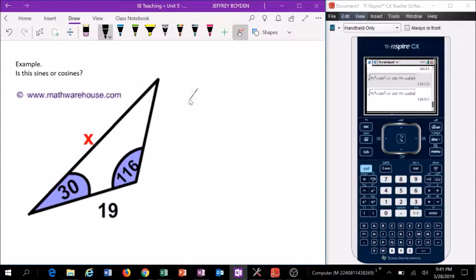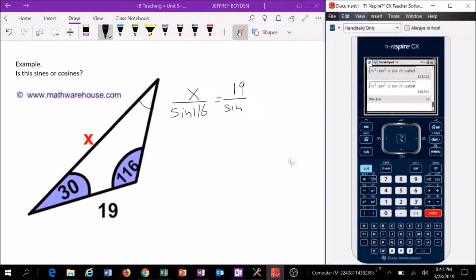We want to find x, so we'd say side length x over sine of 1/16 seems promising so far. 19 over sine of, uh-oh, we're missing this side length. Does that mean we're dead in the water? No, we're just going to have to go find it. So 180 minus the other 2 angles, and I'm going to add them together, so 146. And out of that, we get 34 degrees. And so all we'd have to do is multiply that up and type it in.